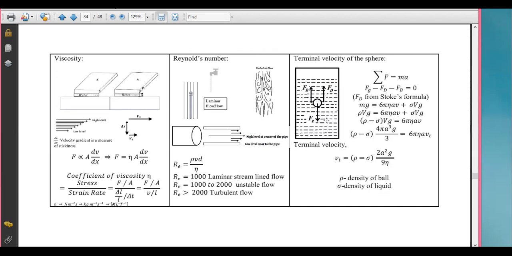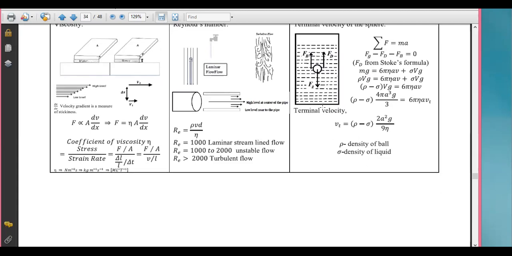So what does that mean? As you go through the fluid, initially the speed of the sphere will be higher, but eventually it will come to a constant speed, right? That constant speed is what is called terminal velocity. We talked about this in the parachute problem, and we did a small derivation in the last class. Okay, so anybody having any doubts? If you have any doubts, we can discuss that.